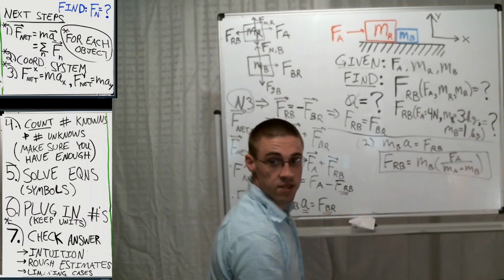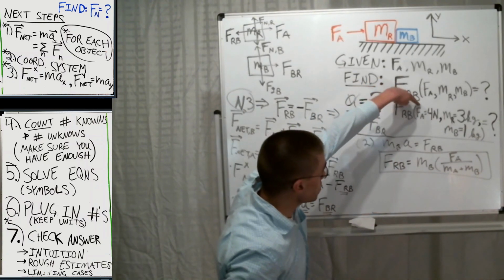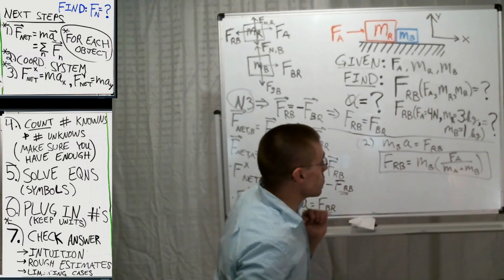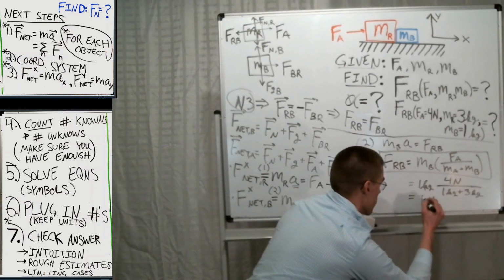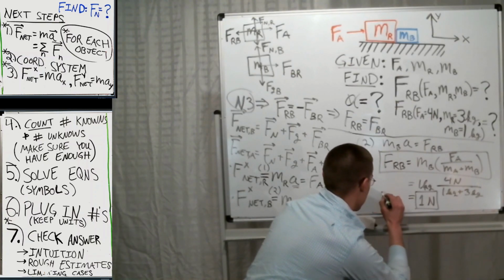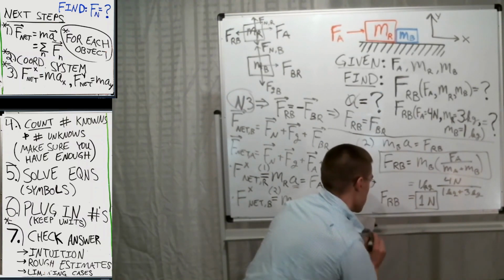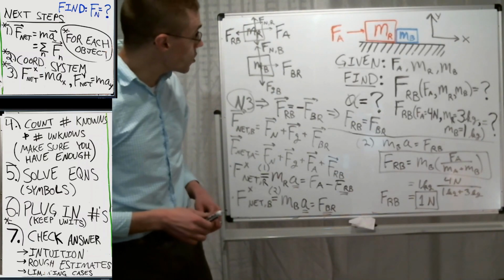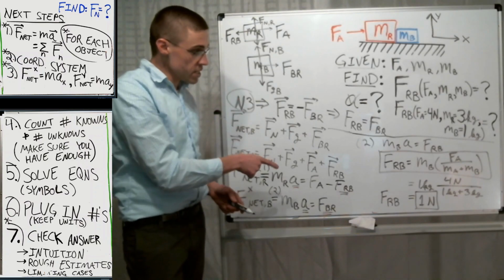And the last thing I was asked to do was to plug in these values. So if FA is 4 newtons, MR is 3 kilograms, and MB is 1 kilogram, then I have this force would then be 1 newton. Plug in those numbers. Okay, I hope that was a helpful example problem for you when Newton's third law is important for finding the answer.